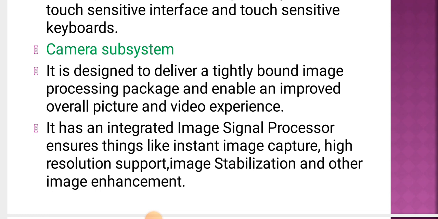and other image enhancement. So when we take the picture, it will have HD print, that is high resolution support, and the image will have stabilization. It will not blur. Okay, so whatever image you are taking will be in stable mode. And other image enhancement means adding filters and graphic effects to the pictures. So that is related to the camera subsystem.